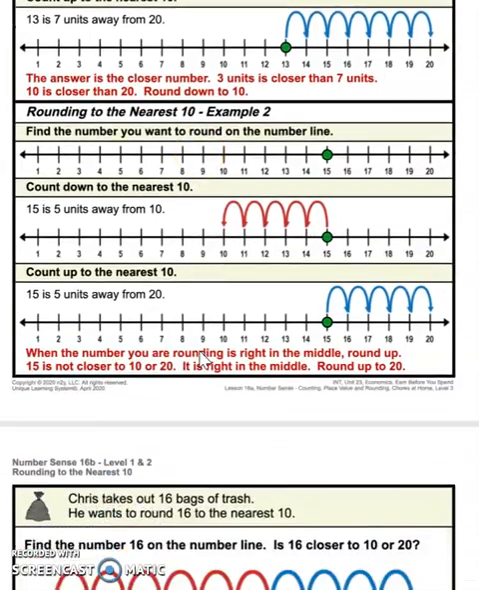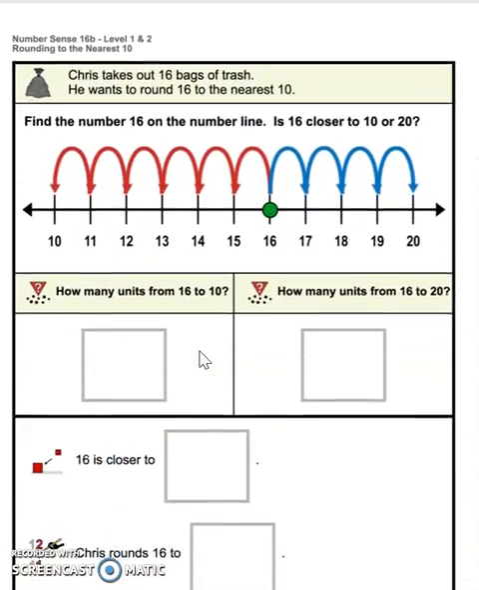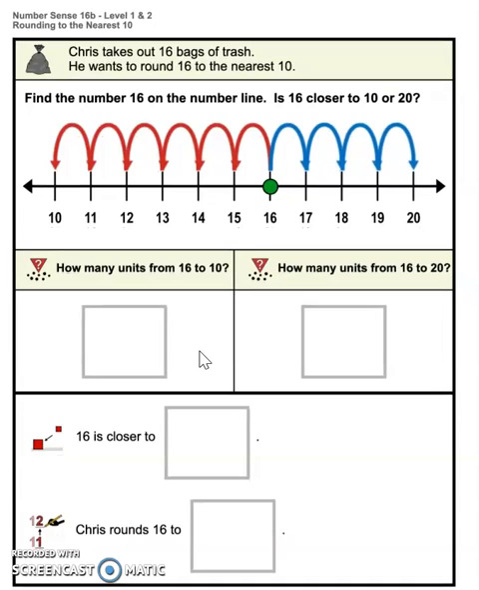Let's go ahead and do one together. If you want, you can use different color markers or crayons or colored pencils for this activity, or you can just use your regular pencil. But if you do different colors, you can really show the different directions that you're counting. Okay? Let's do this first problem together right at the top. It says, Chris takes out 16 bags of trash. He wants to round 16 to the nearest 10.